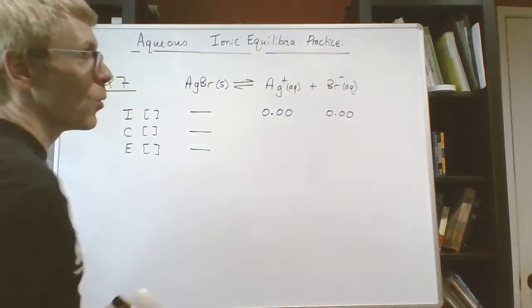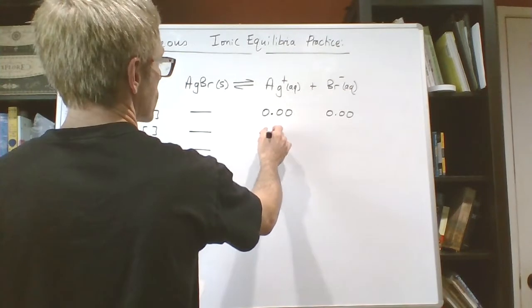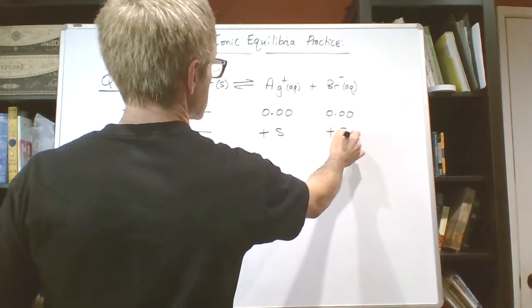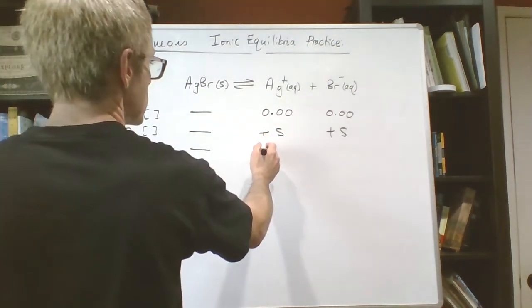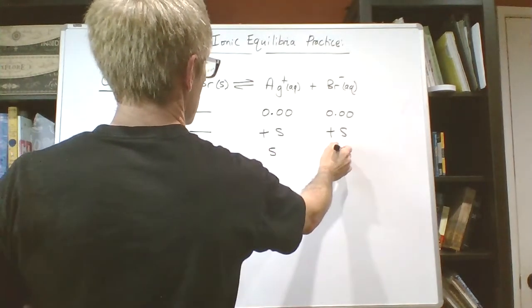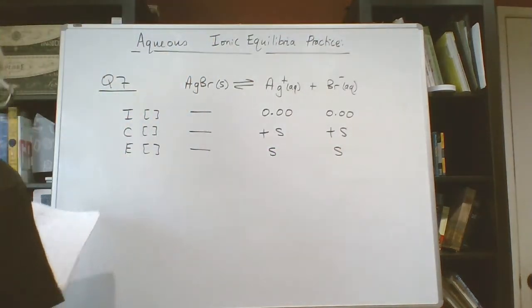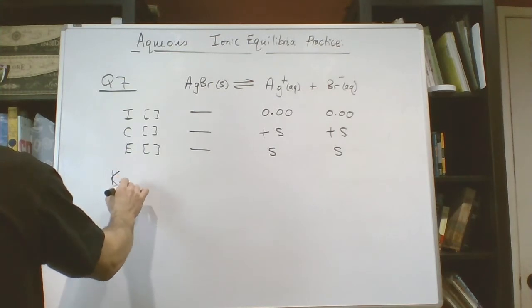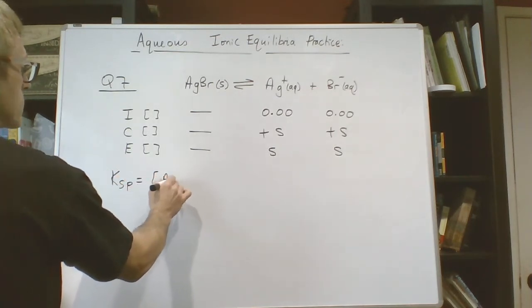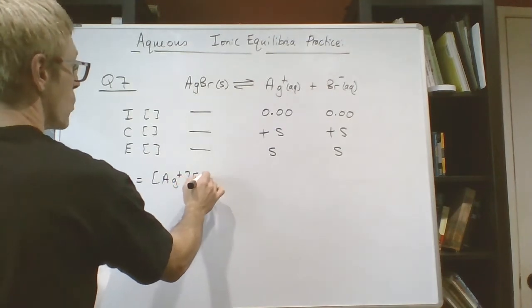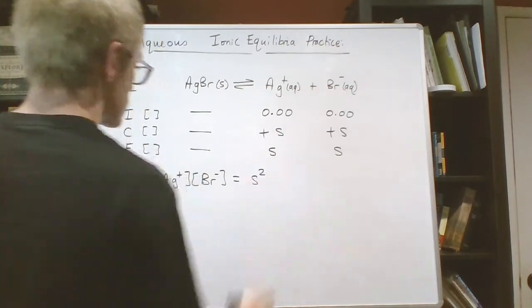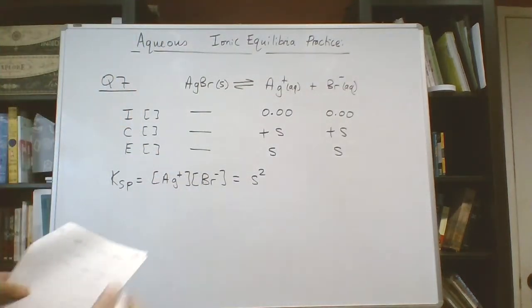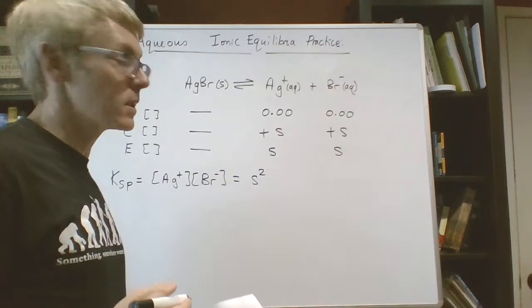Because these ions are in a 1-to-1 ratio, we'll have an increase by a quantity of S, where again here S historically was just used instead of X. At equilibrium we add them, so I have S and S. So I know that the solubility product constant is the product of the products, which in this case is the 1-to-1 ratio of free ions, which is S squared. And in this question I was provided with the solubility value S.